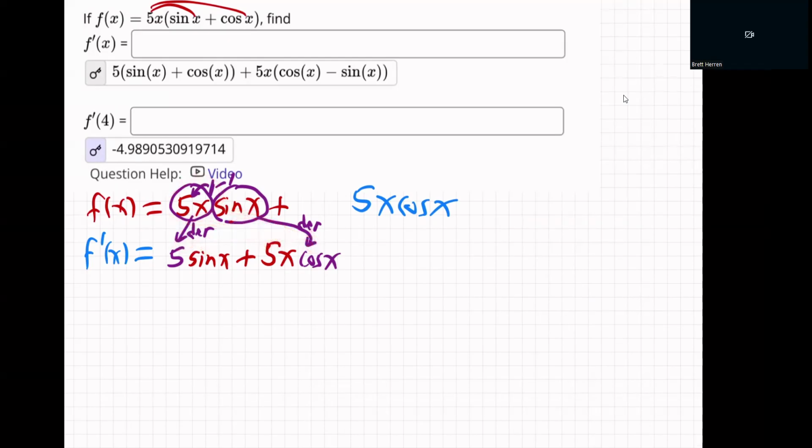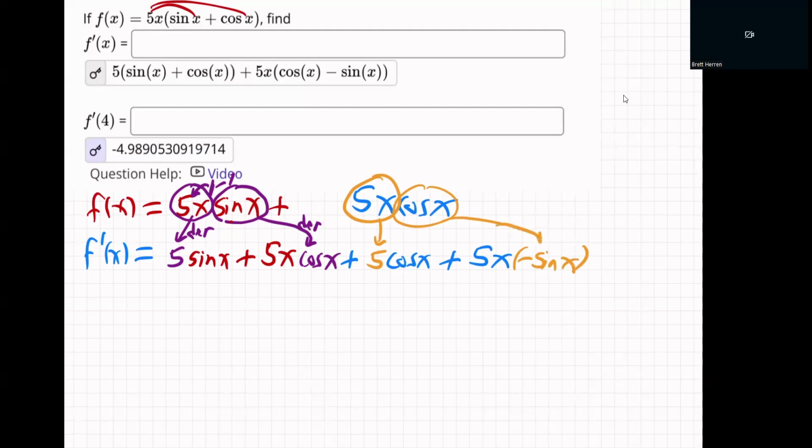Okay, now it's this guy's turn. Same thing. This guy goes first, derivative of 5x is just 5, and the cosine of x stays as it is. Plus, then the 5x stays as it is, and now it's the derivative of cosine. What's the derivative of cosine? Negative sine. Let me draw that a little better. Here we go, negative sine. So remember, the derivative of sine is cosine, and of cosine is negative sine. The derivatives of all cofunctions are negative. Maybe that'll be helpful: co-negative. Okay, so that's basically it.